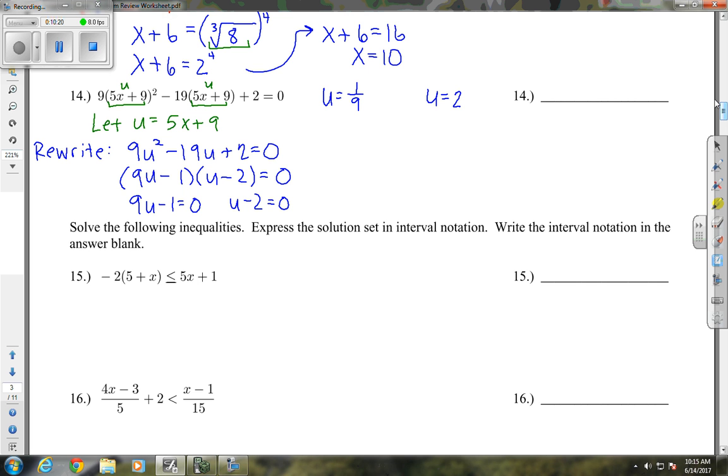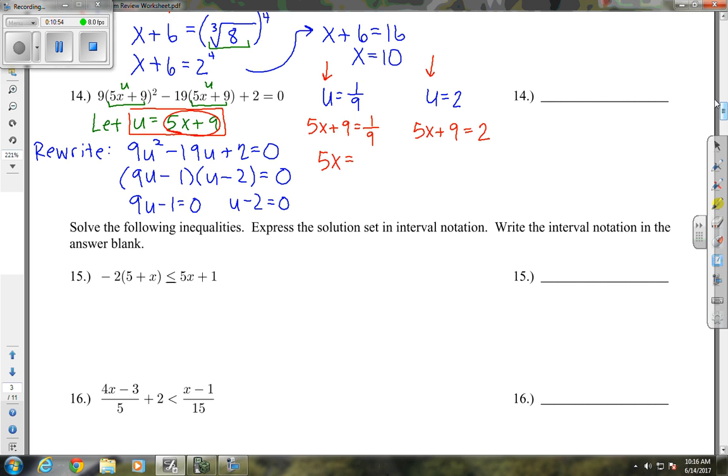If you'll remember, we said that u in the beginning represents 5x plus 9. So I'm going to take this 5x plus 9 and I'm going to replace the u. So over here I have the u. I'm going to rewrite it as 5x plus 9. Then I'll be able to solve for x. I'm going to do the same thing for this u. 5x plus 9 equals 2. Solving for x in this case, we're going to subtract 9 from both sides.